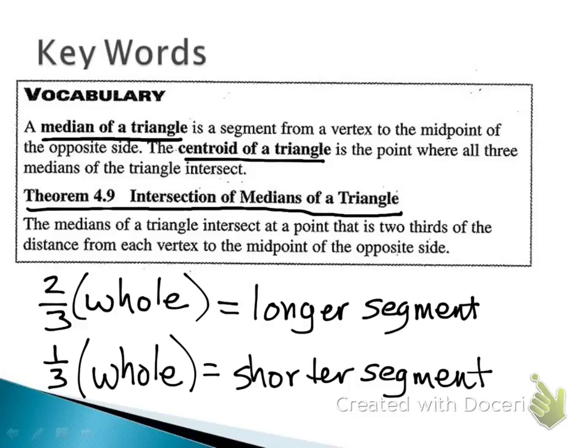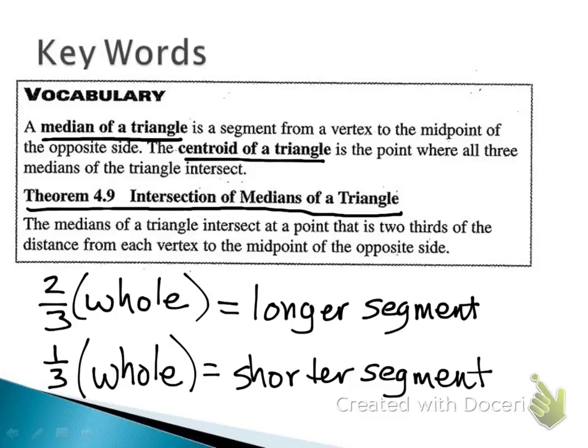So we're going to look at a few different ways to find those lengths. Sometimes it's easier just to do it in your head, just kind of reason through it. Sometimes it's easier to write out an equation, so we will look at both options. But again, once you look at those medians, the place where they intersect is always 2/3 the distance from the vertex to the midpoint of the other side.